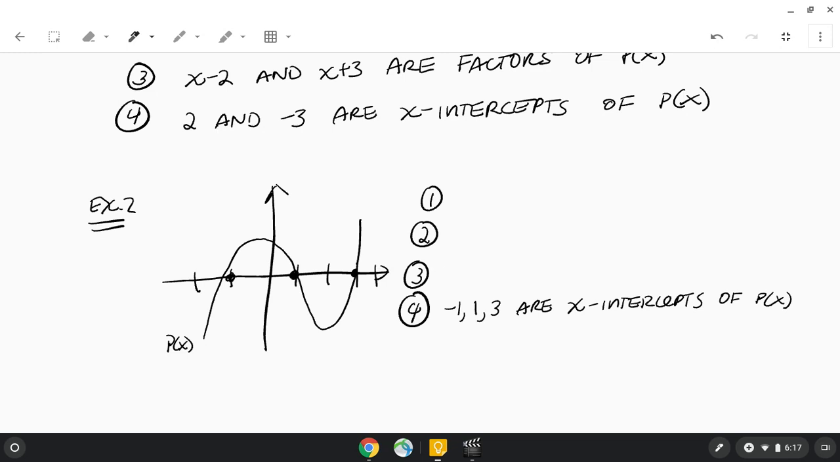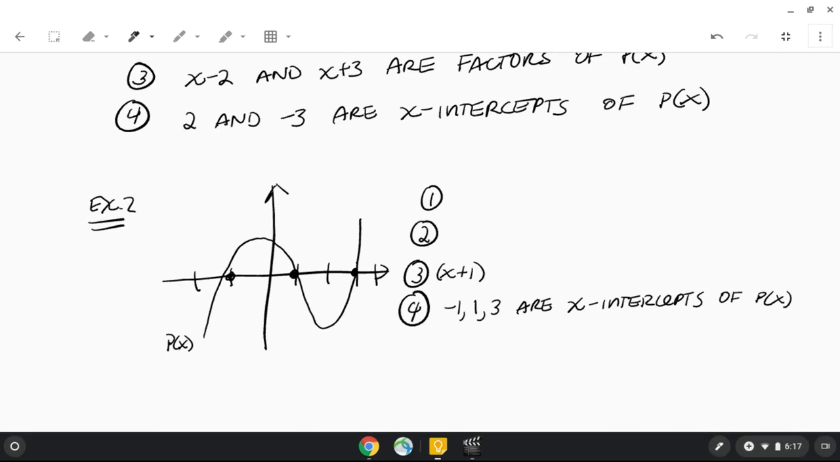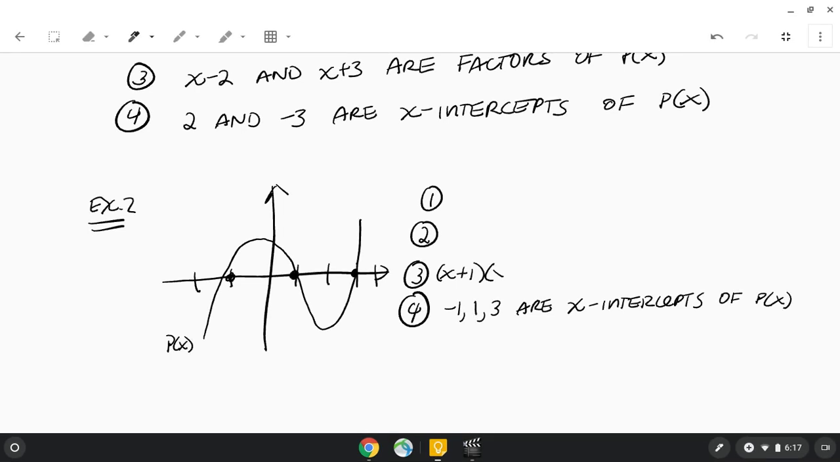So hopefully you see that it would be x plus 1. And then the next one would be x minus 1. And the third one would be x minus 3. Okay, so we see that these here would be factors.